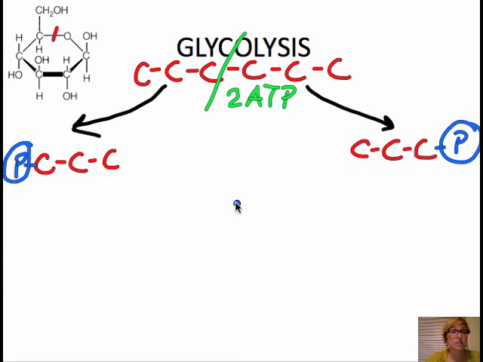And this is essentially a 3 carbon chain that's been phosphorylated, and they are called PGAL. PGAL stands for phosphoglyceraldehyde. You don't need to know that, but just know it's 3 carbons with a phosphate attached to it.